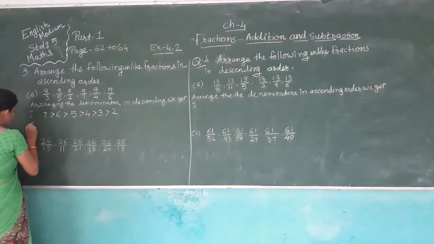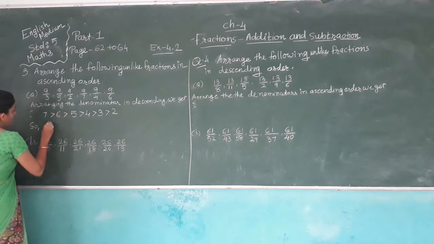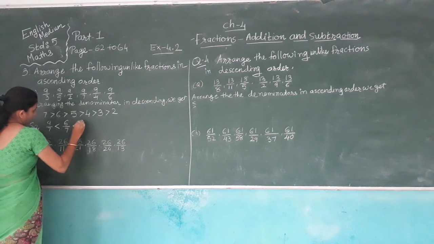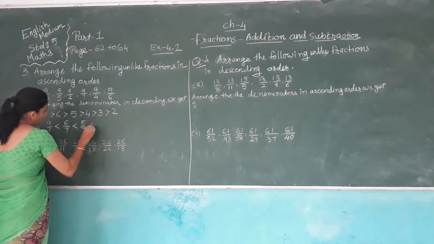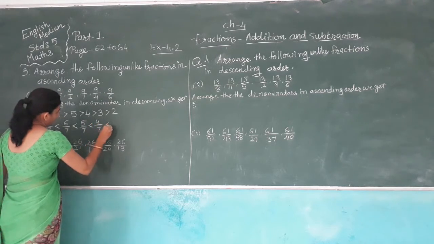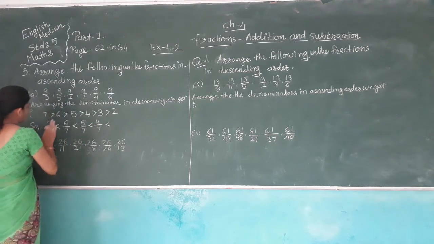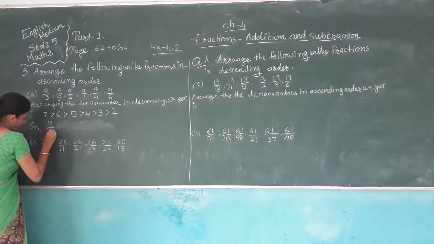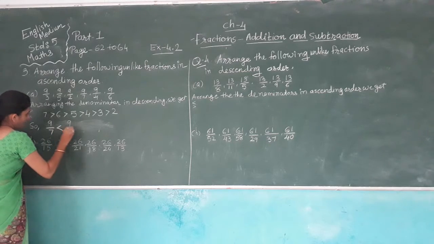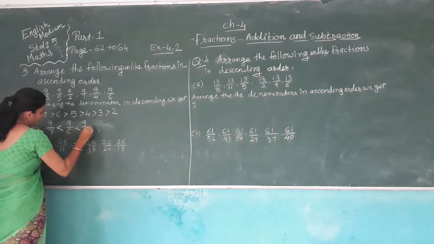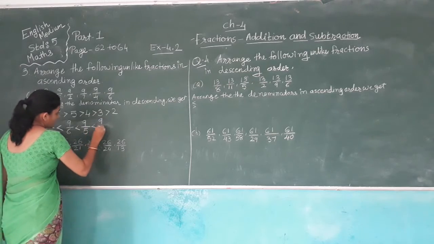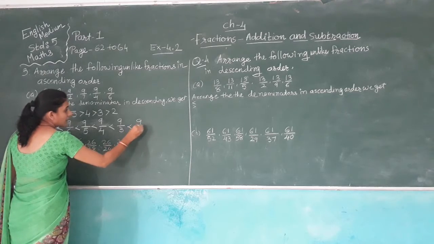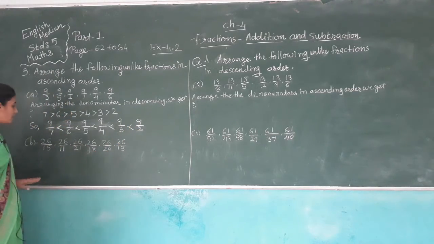Now, so 9 out of 7... Oh, sorry. Again, 7 means 9 out of 7, then 9 out of 6, then 9 out of 5, then 9 out of 4, then 9 out of 3, then 9 out of 2. It is right.